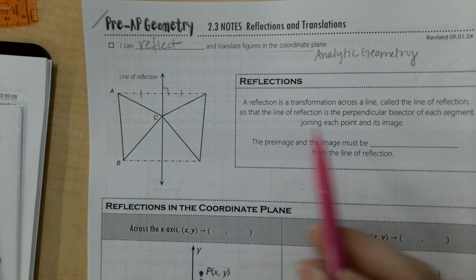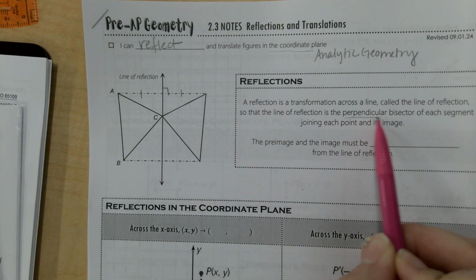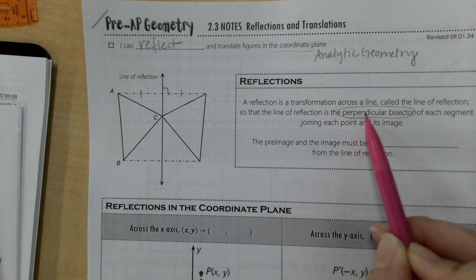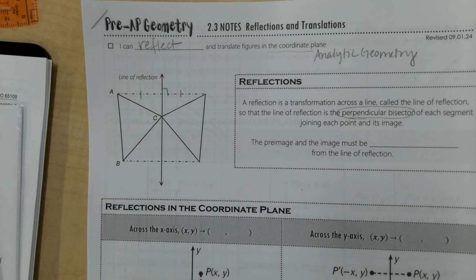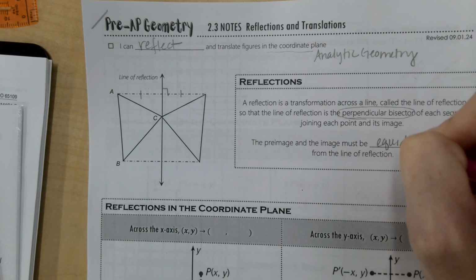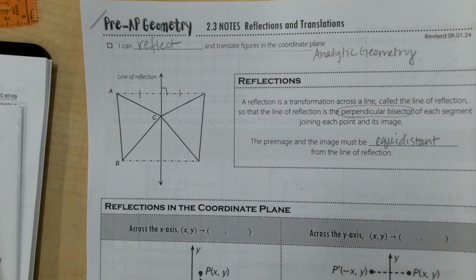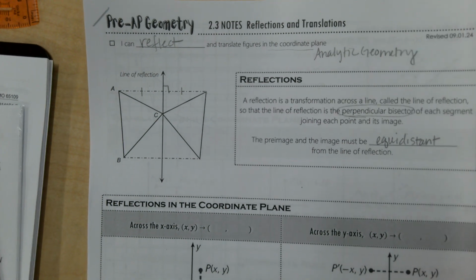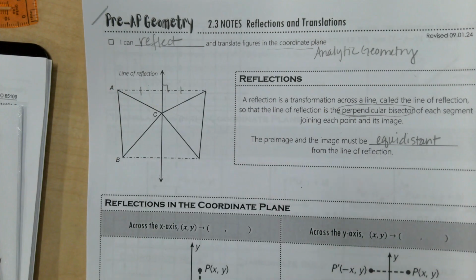All right, so that's what it says here. The line of reflection is the perpendicular bisector, right? Because we did that construction first, and then we said, oh, wait, we're doing a reflection. It's the same construction, okay? So perpendicular bisector of each segment, joining each point at its image. The pre-image and the image must be, again, what you said, equidistant. Tell your neighbor, what does equidistant mean again? Same distances, equal distances, good. From the line of reflection. That's why we have congruent segments here.